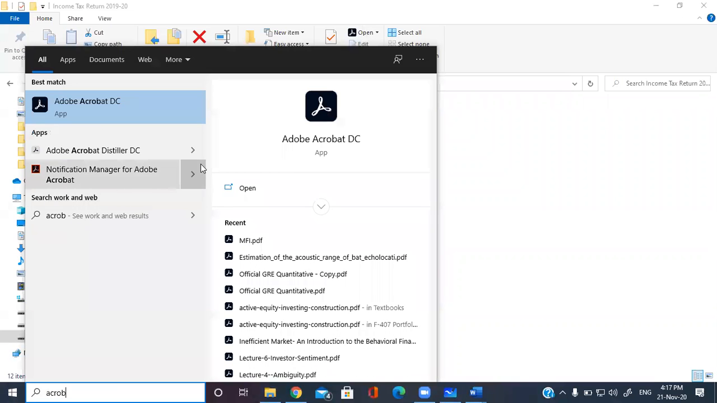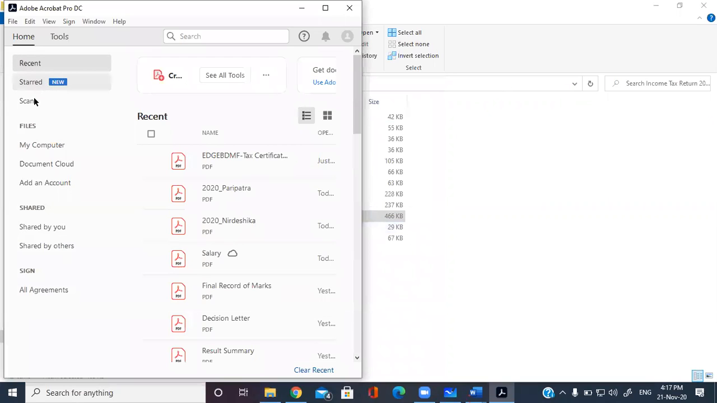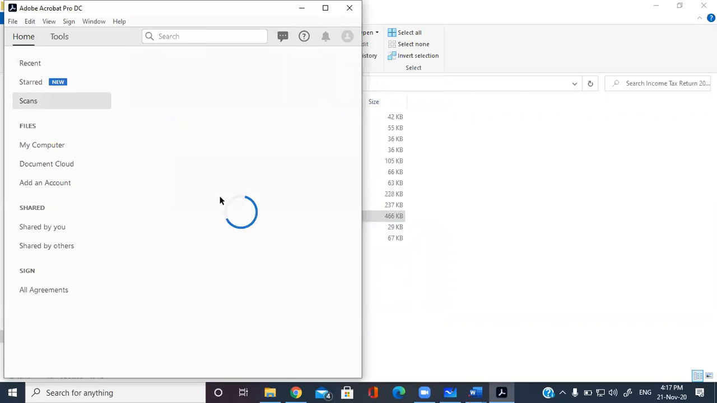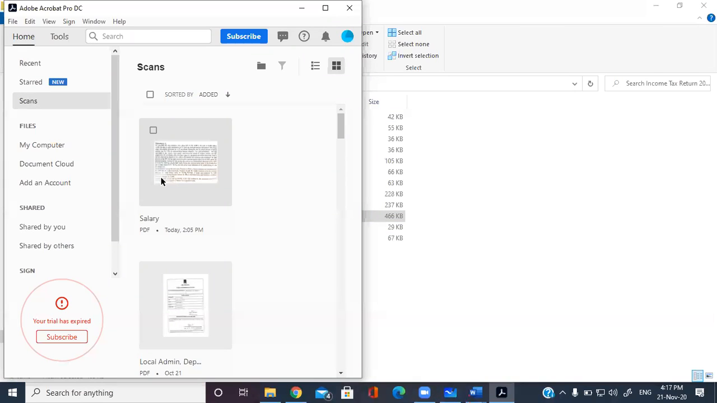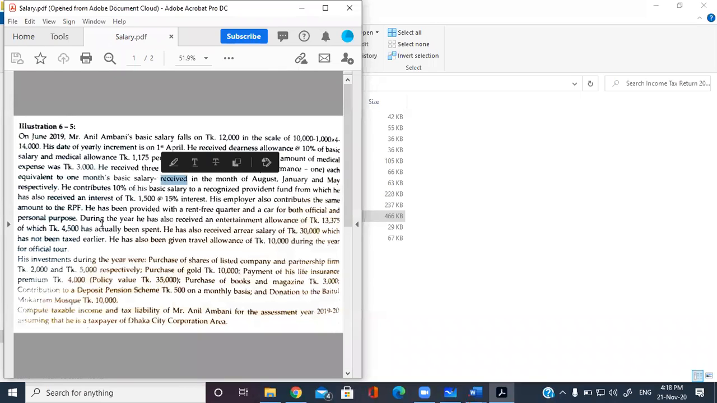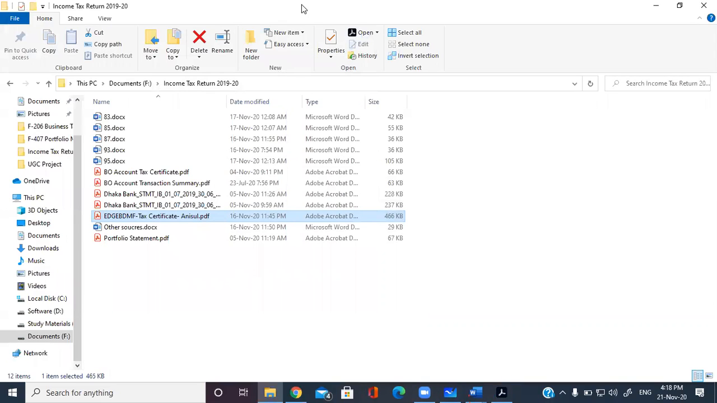For example, Provident Fund. I claim investment tax rebate for Provident Fund. So how can you show the evidence? The answer is that from your employer, you will get a salary certificate where the employer will mention all salary and all deductions which have been made throughout the income year. So that will support the evidence that you have contributed something for tax purpose. Okay.